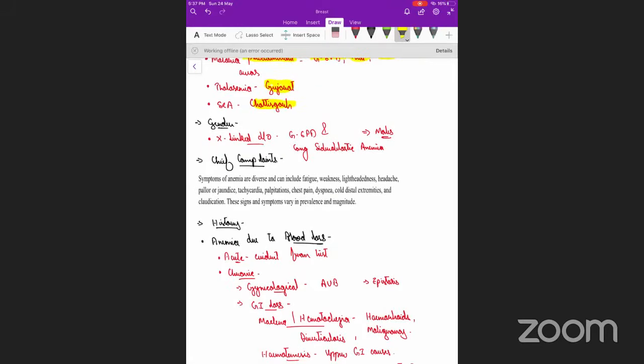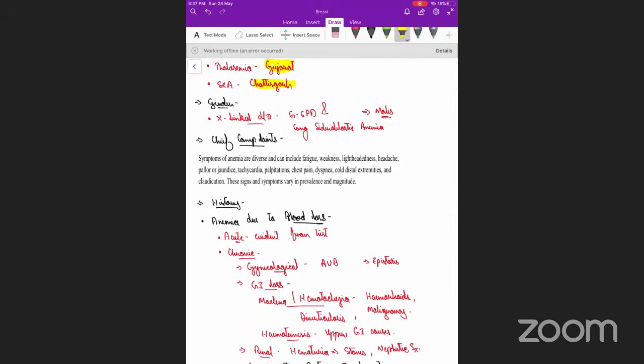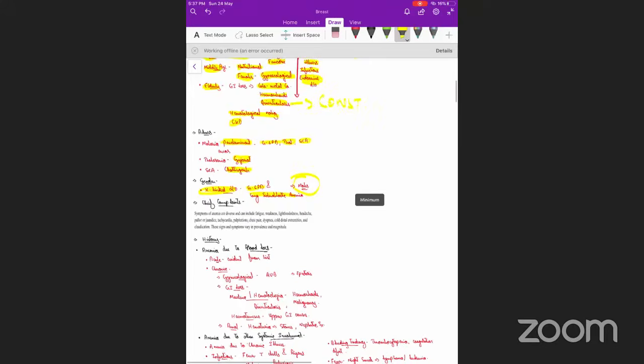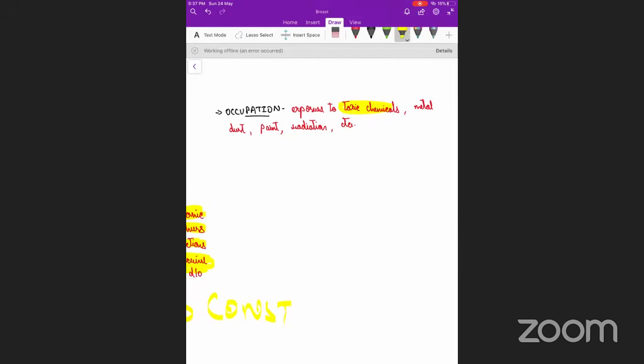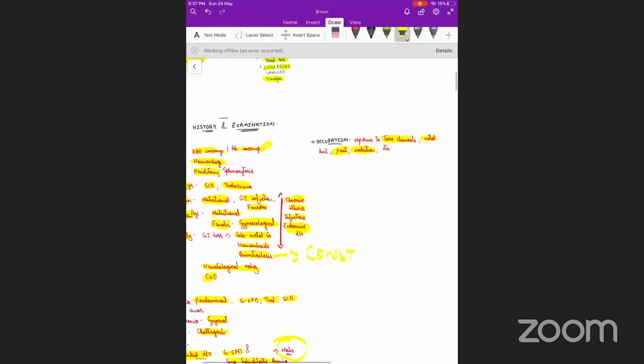Gender, again, inheritance. As we discussed, X-linked disorders, usually we get G6PD deficiency, or congenital sideroblastic anemia is again X-linked, so more common in males. That is how gender plays a role. Then comes occupation. Any toxic chemicals like lead or metal poisoning, or any exposure to radiation which causes bone marrow suppression, paint, again lead exposure, all these things can cause anemia.